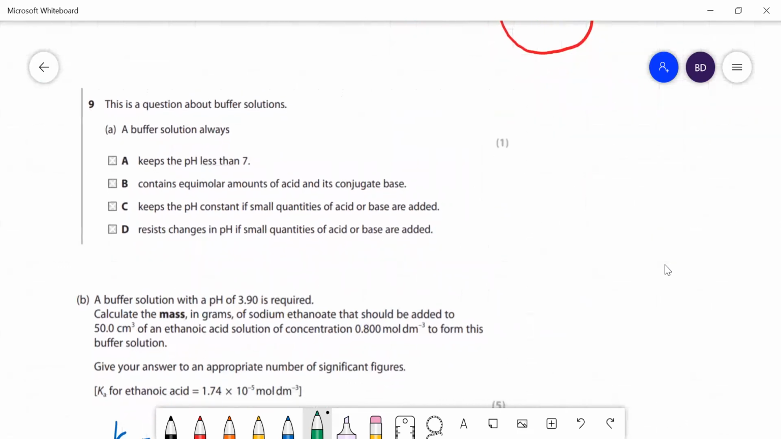Okay, question 9 about buffer solutions. A buffer solution always, that's wrong. It doesn't always keep the pH less than 7. You can have alkaline, you can have any pH buffer. Equimolar acid and its conjugate base, no, they don't have to be exactly equimolar. That's wrong. Keeps the pH constant on adding small quantities of acid. No, it doesn't. It will change a little bit, just not much. This is the one. It resists changes in pH. That is the correct answer.